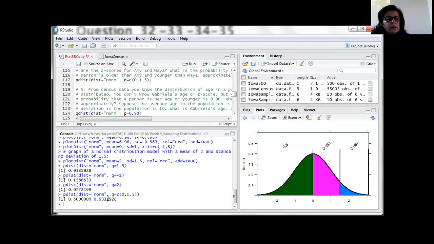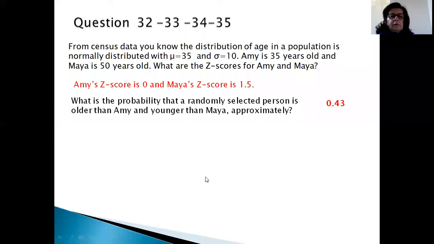0.43, because the third decimal point is 3. We don't have to increase the second decimal point. 0.43.